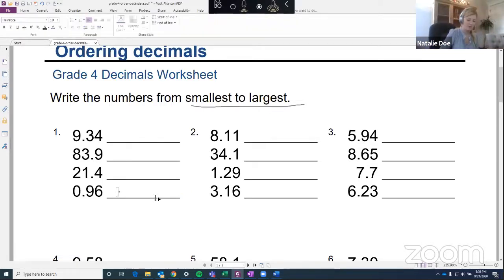So we know 83.9 is our biggest number. So let's keep going down the line. What's the next biggest? Let's compare 9, 21, and 0. Which one's the next biggest?